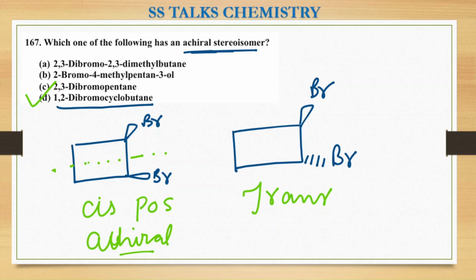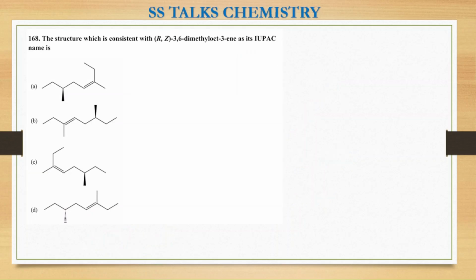Okay, now let us move on to the next one, that is this. We have to find the structure which corresponds to the RZ 3,6-dimethylcyclooctene, as its IUPAC name is. So the name is given to us, and you have to predict the correct structure over here. We say Z conformation when both the higher priority substituents around the double bond are on the same side, right? And R conformation, that is clockwise rotation, it should be there, having the least priority group at the dash position.